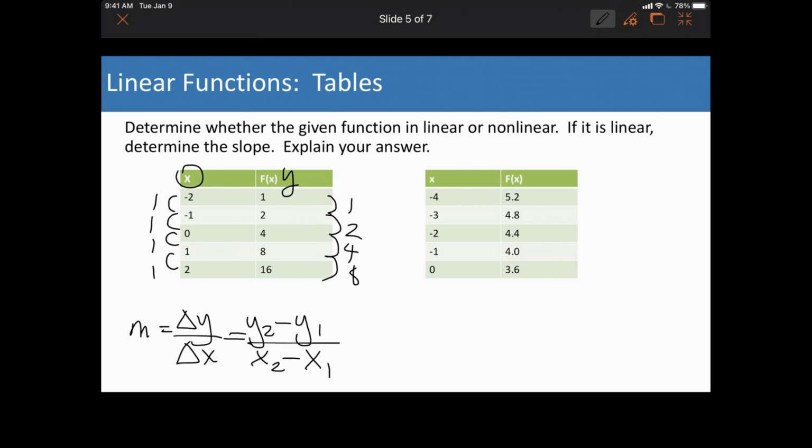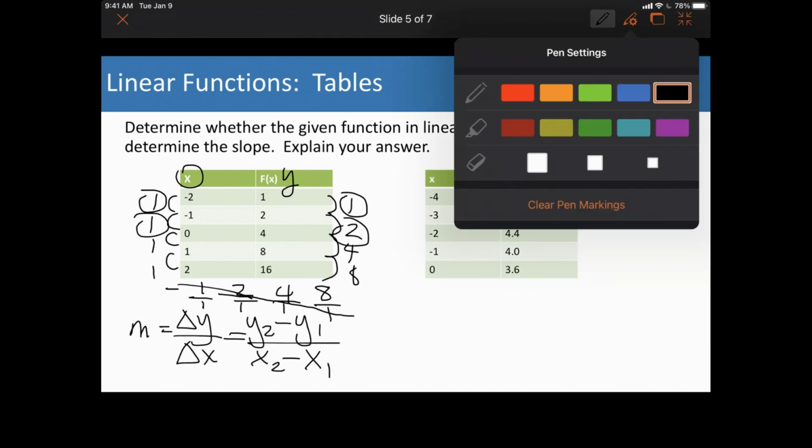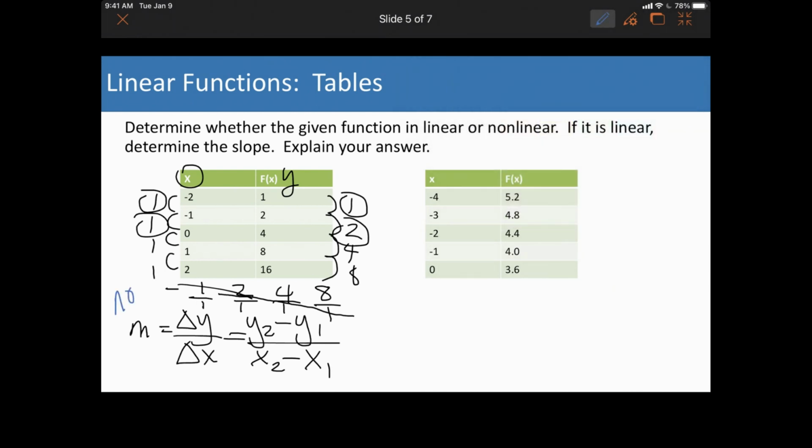Okay. So if I put this number over this number, I would get 1 over 1. And then this number over that number, that's 2 over 1, and 4 over 1, and 8 over 1. Now, are they the same? No. So the rate of change is changing through here. Bonus point if you actually know what kind of function that is. Not linear. Okay, so this one's not linear.